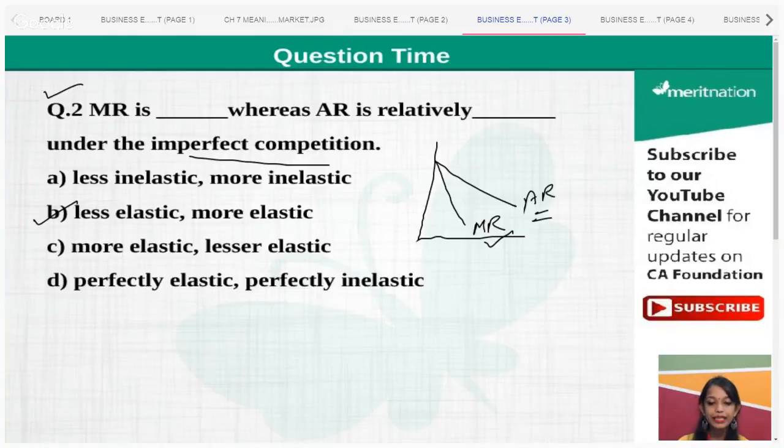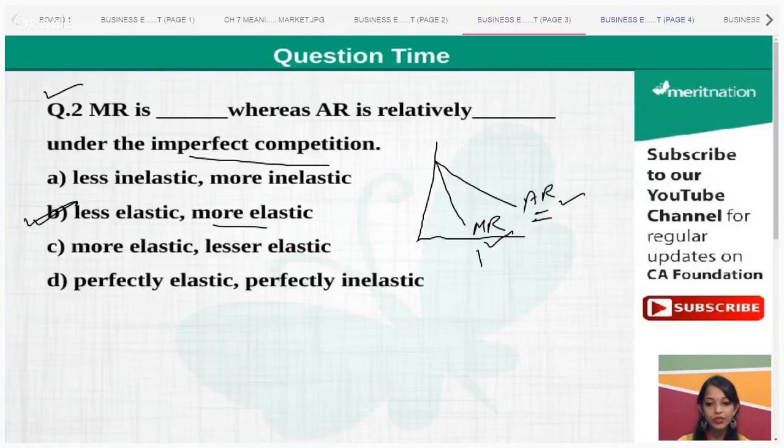B is the correct answer because the MR curve is relatively less elastic, meaning it's more inelastic in nature, whereas the AR curve is more elastic in nature. Clear? Guys, the correct answer is B. Less elastic MR, and AR is further more elastic in case of imperfect competition. Correct, Vipul. Welcome. Great, guys.